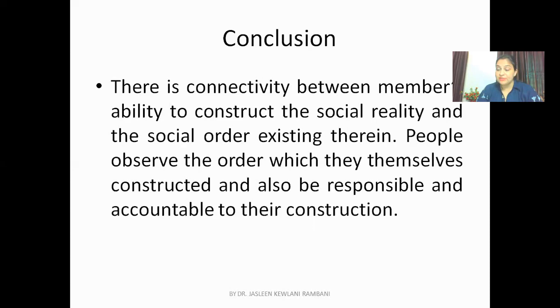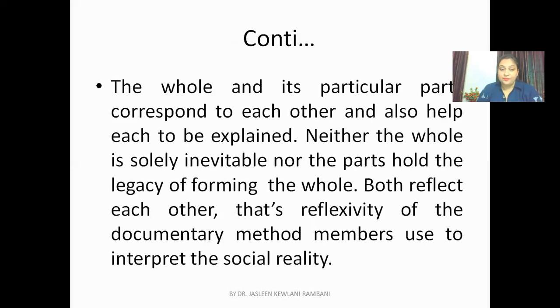They first of all say that yes, we have selected some ways, we have used some modes to construct the social order. Then when they construct it, they stand for it, they account for it. Yes, this is what we say we believe in. And then they also explain the construction. The whole and its particular parts correspond to each other and also help each other to be explained.